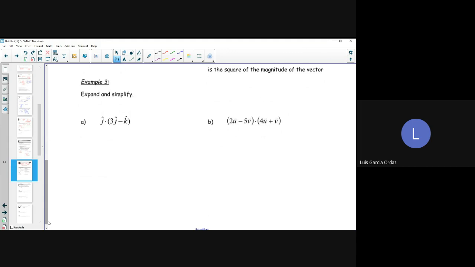So let's do some examples. I need to expand and simplify J dot product 3J minus K. So this is going to be J dot product of 3J minus J dot product of K. So I get 3 times J dot product J minus, and because J and K are two vectors, I can take the magnitude of J times the magnitude of K and multiply it by cos of 90 degrees. So this is equal to 3 times the magnitude of J squared minus 0.